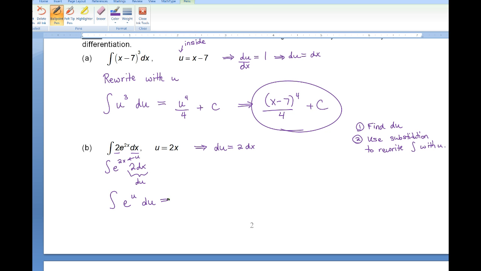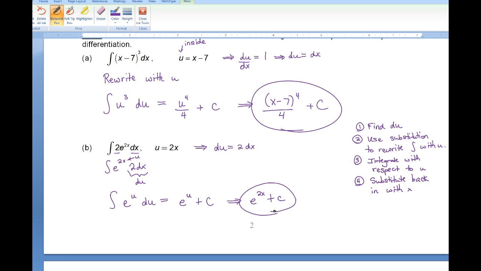Okay. What's the antiderivative for e to a power? E to the power. So it's e to the u plus c. Okay, so step 3 was integrate with respect to u, plus C. And step 4, substitute back in with x. What do you substitute back in? Okay, what did we originally make u equal to? e to the 2x. So it's going to be e to the 2x plus c.